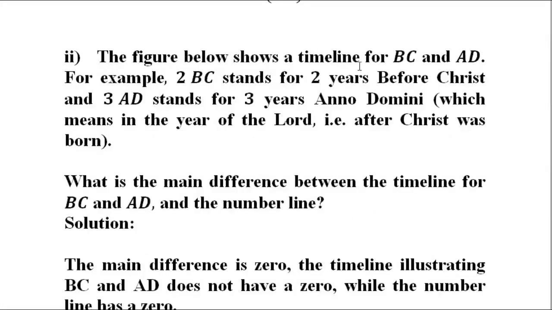The second part of the question is, the figure below shows a timeline for BC and AD. For example, 2 BC stands for 2 years before Christ, and 3 AD stands for 3 years Anno Domini, which means in the year of the Lord, that is, after Christ was born. What is the main difference between the timeline for BC and AD and the number line?